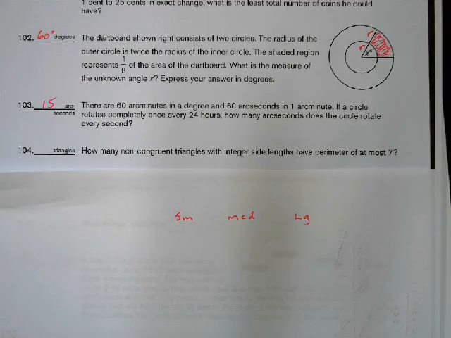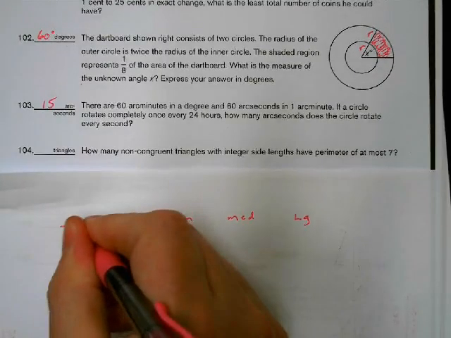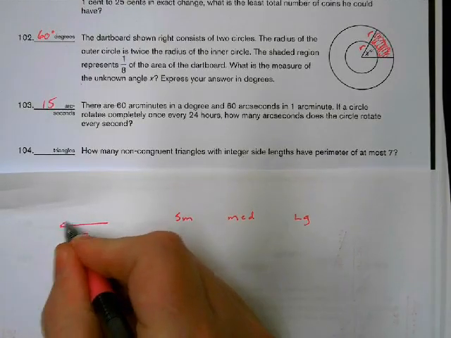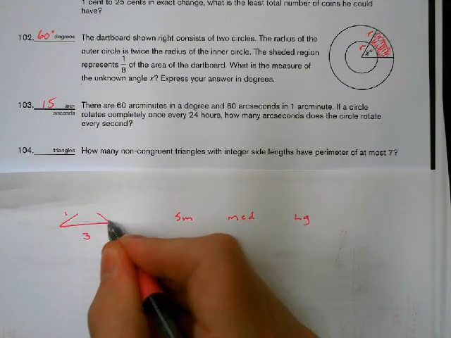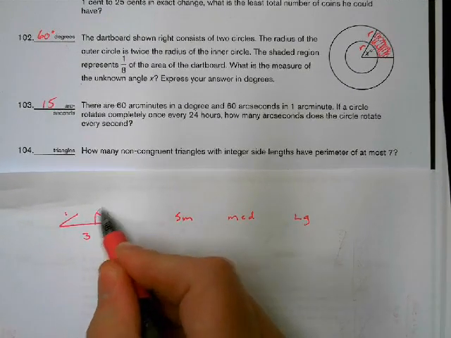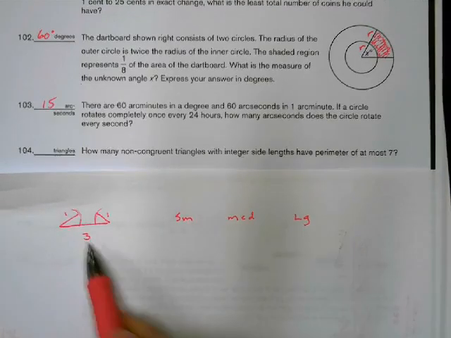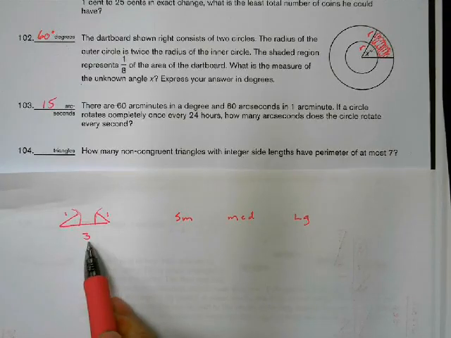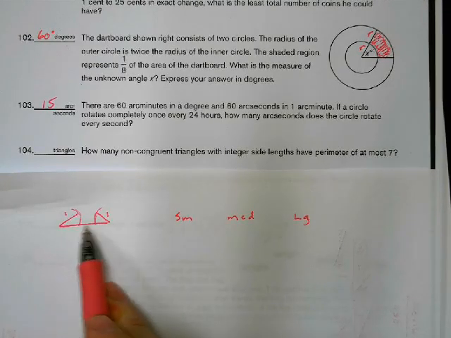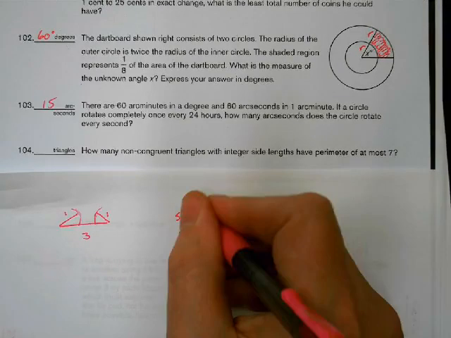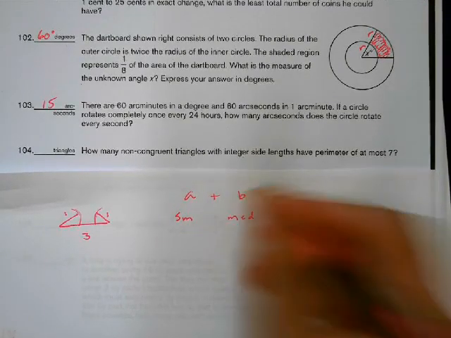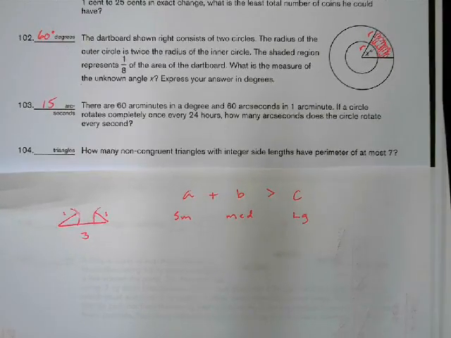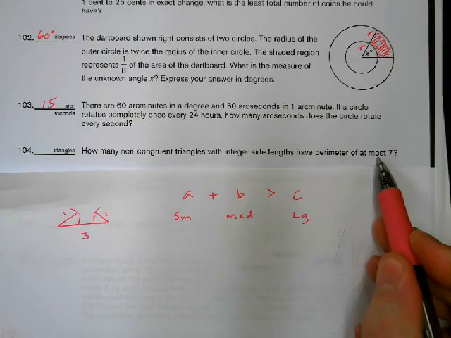Here's why. Let's say that I had a side length of 3, and then this side was 1, and this side was 1. These 2 sides couldn't touch each other because the 3 is too wide. So I cannot make a triangle from 1, 1, and 3 because these 2 sides could never touch each other. So the 2 small sides, we'll just call them A and B, have to be bigger than the larger side, we'll call C.